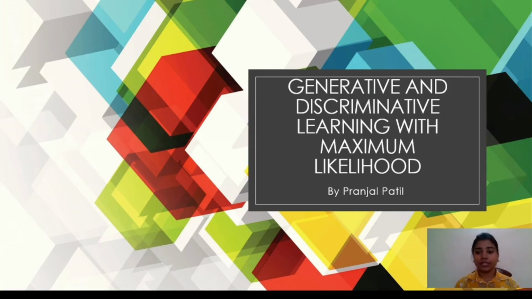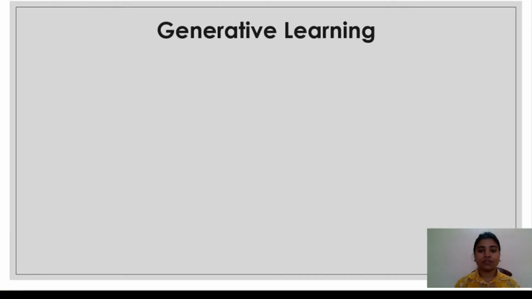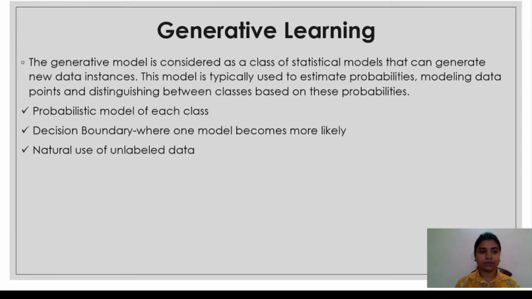So today we are going to discuss generative and discriminative learning with maximum likelihood estimation method. Basically both generative and discriminative learning are used for classification and both can be supervised, but the way they go about separating positives from negatives is very different. So first we will see generative learning.